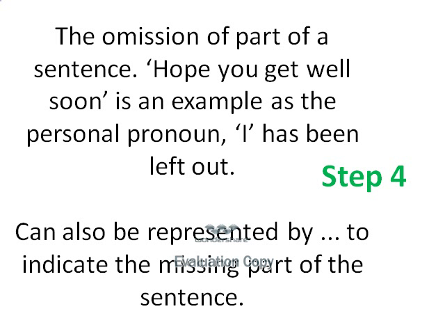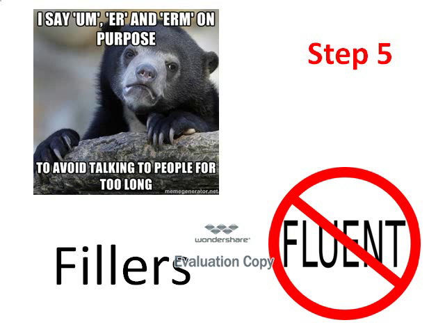So "hope you get well soon" is an example as the personal pronoun "I" has been left out. It will often be personal pronouns that are left out. If you've been having a less formal conversation with someone for quite a while, then you know that you mean yourself rather than someone else entirely. So "I hope you get well soon." The "I" isn't necessary in the situation, so it's just been missed out. This type of ellipsis will often occur in much less formal conversations or discussions.